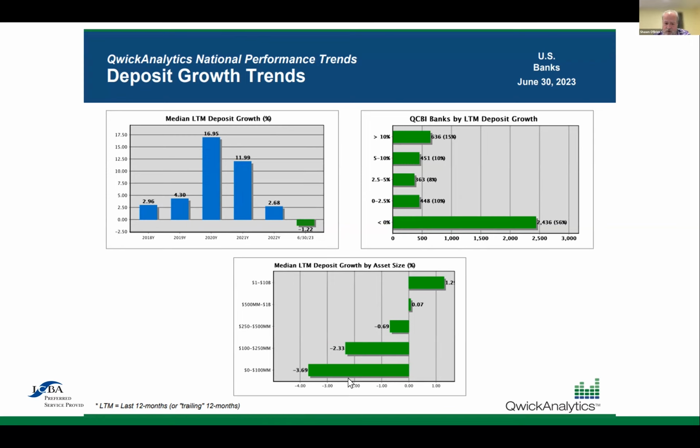Not only has there been no growth, but we've seen contraction in 3 of the buckets, essentially for banks under 500 million, just a slight improvement for banks between 500 million and a billion, excuse me. So again, this is a problem that I suspect we're going to grapple with through the remainder of 2023.